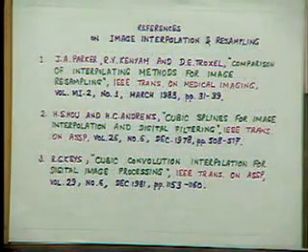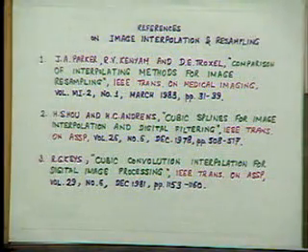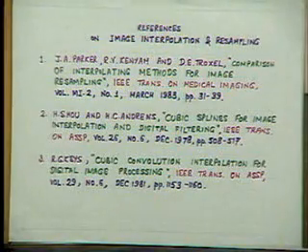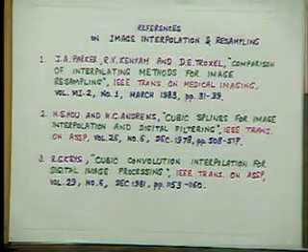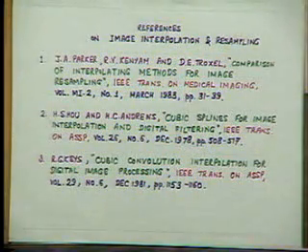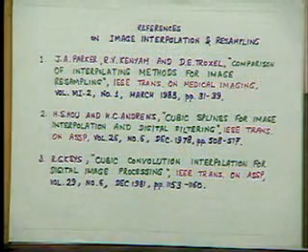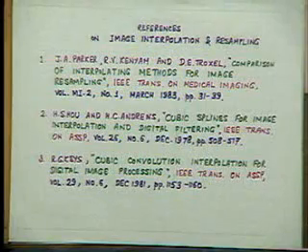31 to 39. The second reference is by H. S. Howe and H. C. Andrews. The paper is Cubic Splines for Image Interpolation and Digital Filtering. It appeared in the IEEE Transactions on Acoustics, Speech and Signal Processing, that is ASSP, volume 26, number 6, December 1978, page numbers 508 to 517.